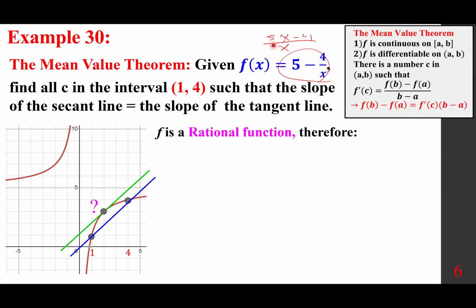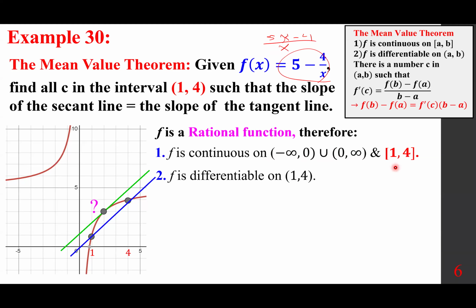And x can't be 0. That's the domain. So f is continuous from negative infinity to 0, union 0 to infinity, and therefore it's continuous in the closed interval of 1 to 4, and of course differentiable. Also remember, when we say a function is defined in its domain, and we mention the domain, then in the entire domain, the function is continuous as well as differentiable. Although differentiable means continuity, not the other way around.